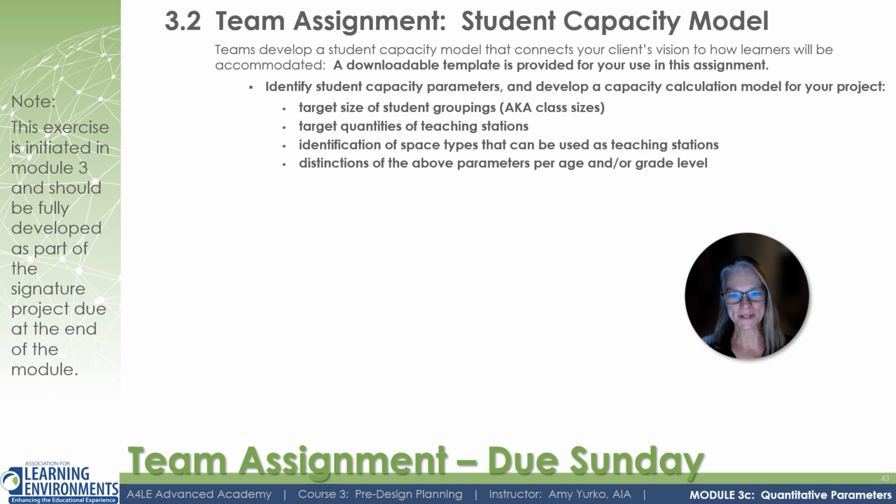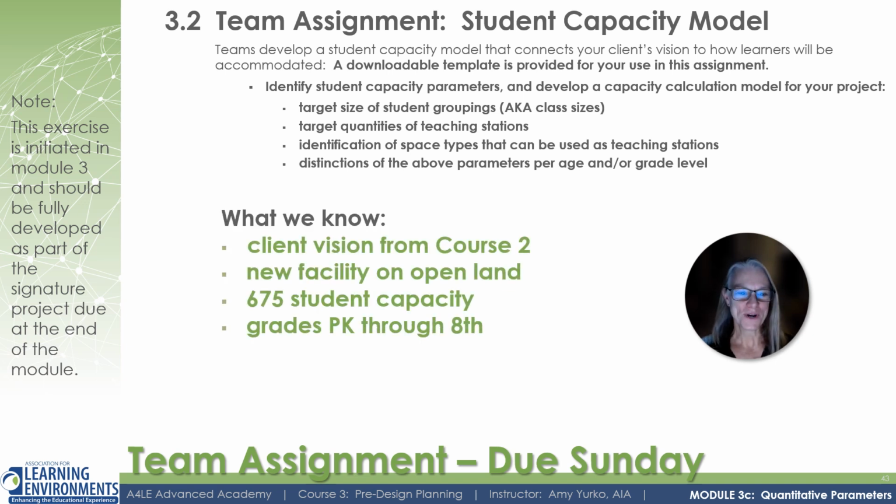Now back to your team assignment, the student capacity model. You understand the assignment, I've presented that before, but how do you get started? I'll give you a few tips. One of the first things is to understand what it is that we already know. We already know it's the vision client from class 2, that the facility is on open land, it's a new facility, that there will be a capacity of 675 students, and it will accommodate grades pre-K through 8. But is this enough information? No.